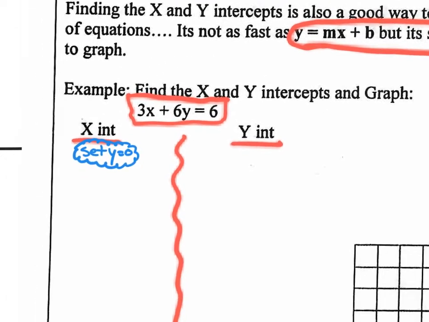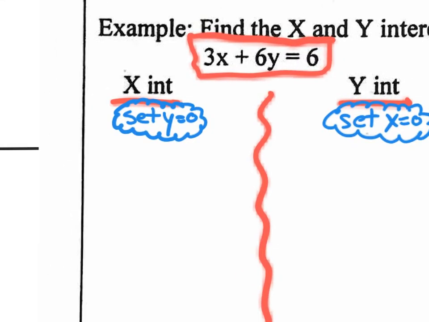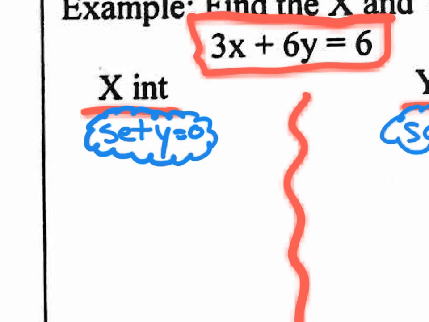Okay? So down here, I want to find my x-intercept. I'm going to set y equal to 0. How am I going to find my y-intercept? I'm going to set x equal to 0. I'm going to put this in a little cloud because this is what I need to know in order to be able to find the x and y-intercepts. So what do I mean by finding the x-intercept, set y equal to 0? I need to take this standard form equation, and I need to set the y value equal to 0. Here's the y value. I'm going to plug in a 0 right there.